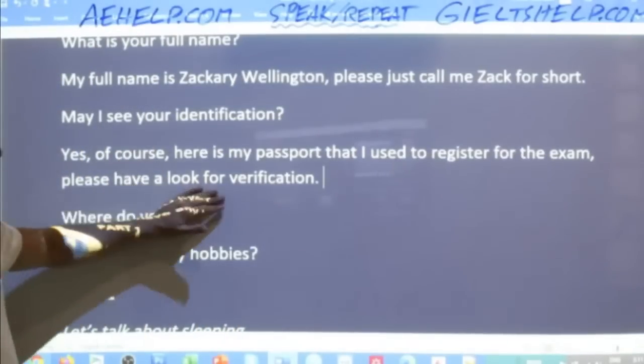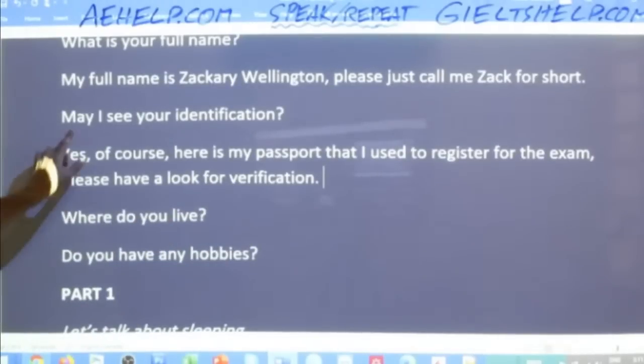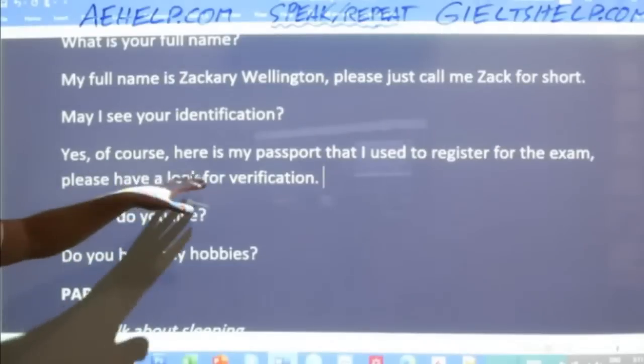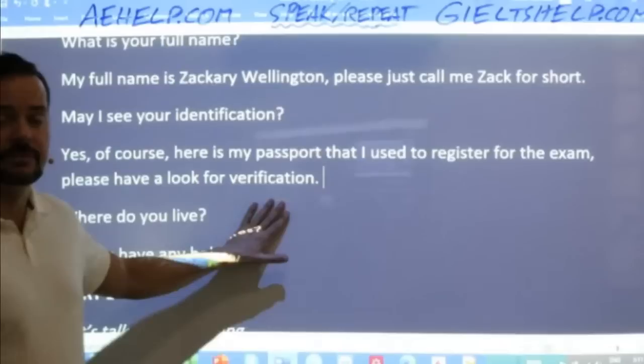And when you do, you can use nice vocabulary like this right in the beginning. So repeat after me. May I see your identification? Yes, of course. Here's my passport that I used to register for the exam. Please have a look for verification.